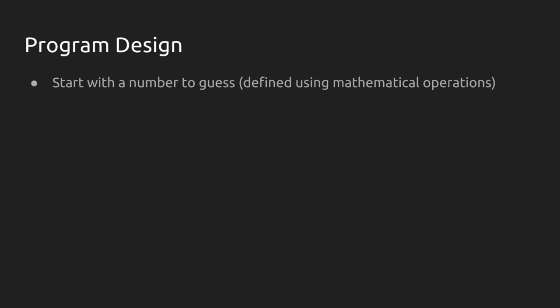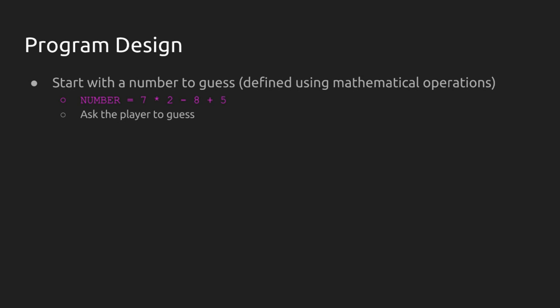So let's talk about program design first. We have to think about it in this way before we start writing some code. So we're going to start with a number to guess, and different versions of a number guesser program might use a random number generator to create your number, which is fine, might be interesting, but this one is more about talking about order of operations. So we're going to define the number using mathematical operations, something like assigning the variable number to 7 times 2 minus 8 plus 5. And so you have to do some thinking about what that means in terms of order of operations.